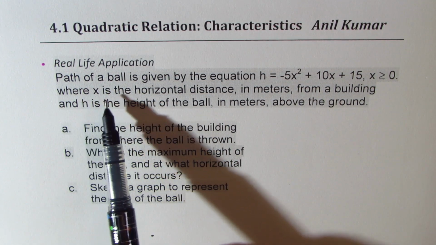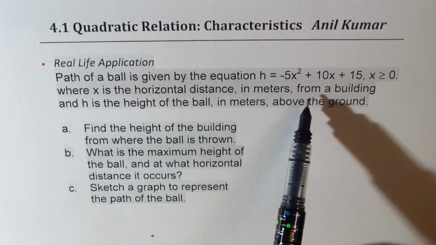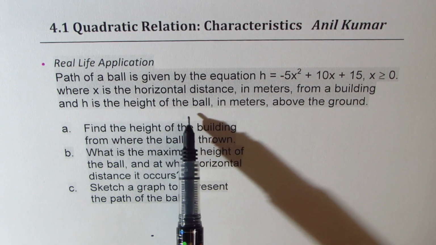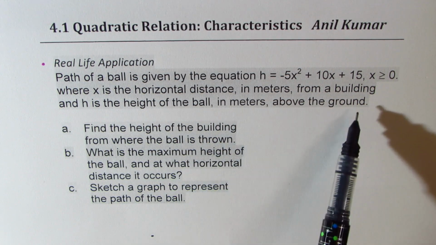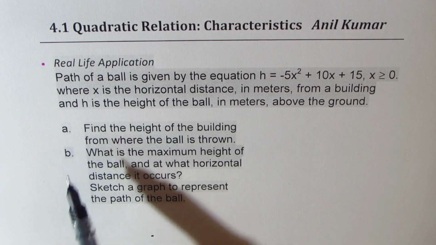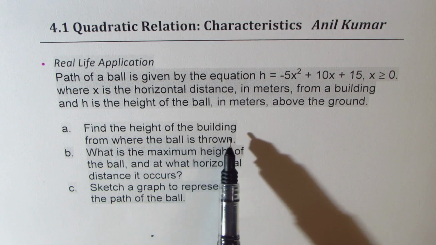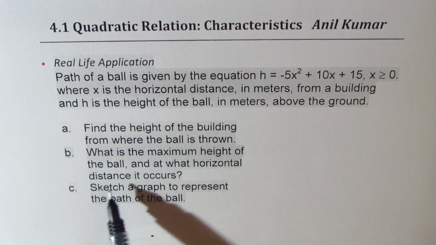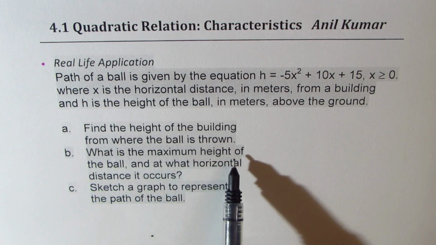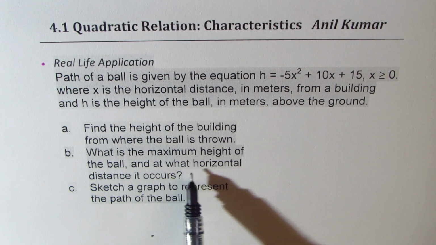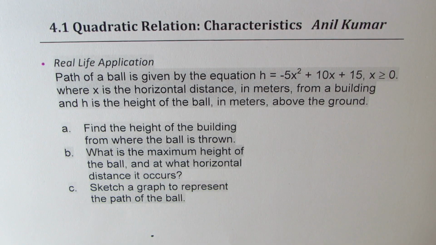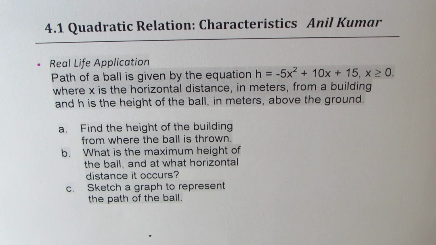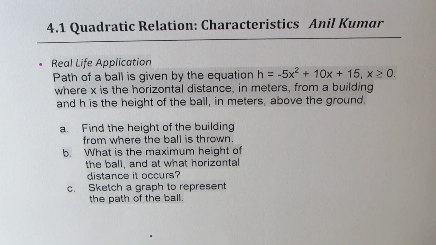Where x is a horizontal distance in meters from a building and h is the height of the ball in meters above the ground. You need to answer these three parts. A, find the height of the building from where the ball is thrown. B, what is the maximum height of the ball and at what horizontal distance does it occur? C, sketch a graph to represent the path of the ball. So these are the three questions for you. You can pause the video, answer these questions, and then look into my suggestions.